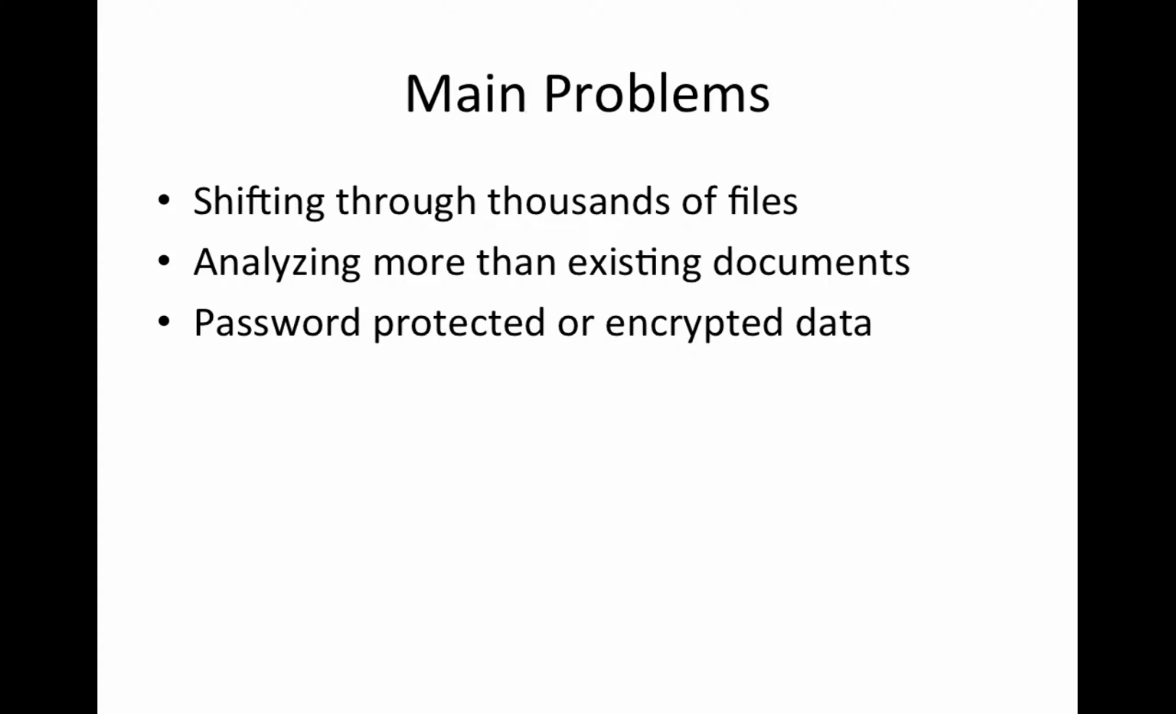The third is password protected and encrypted data. Nowadays, because of advancement in technology, we use password protection and encryption for security purposes. But computer crime offenders use them in other ways to escape from the case. They hide data, use steganography, or put passwords that others can't open. These are the main problems.